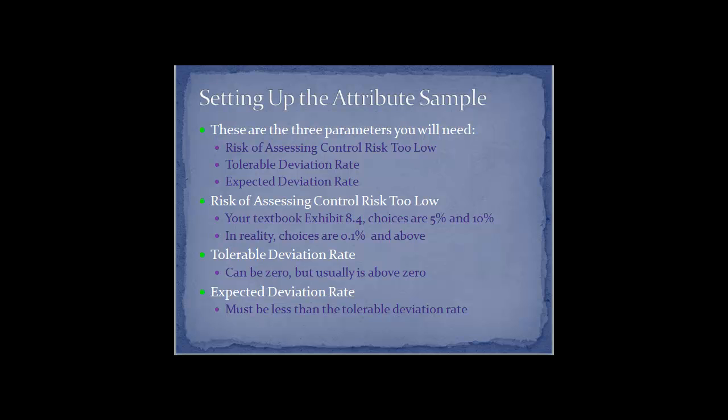The tolerable deviation rate is the failure rate of the control that the auditors can stand or tolerate and still say the control is operating just fine. It could be 0, but it's usually above 0. The expected deviation rate is how much of the time we think it will fail, and in order to do attribute sampling, we must expect the deviation rate to be below the tolerable rate. Remember that we don't do any attribute sampling for controls that we think fail.